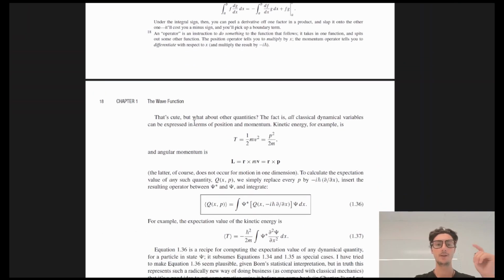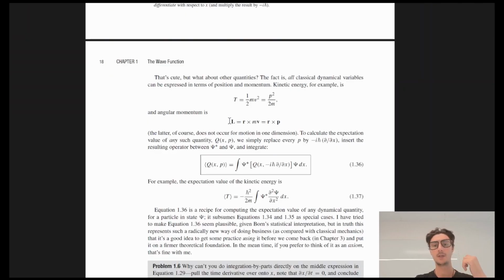Very cool. That's cute, but what about other quantities? The fact is, all classical dynamical variables can be expressed in terms of position and momentum. Kinetic energy, for example, is T equals 1/2 mv squared, which is p squared over 2m, where p squared is momentum squared. The angular momentum is bolded. Angular momentum is a vector. L is equal to r cross product mv, which is equal to r cross product p. The latter, of course, does not occur for motion in one dimension.